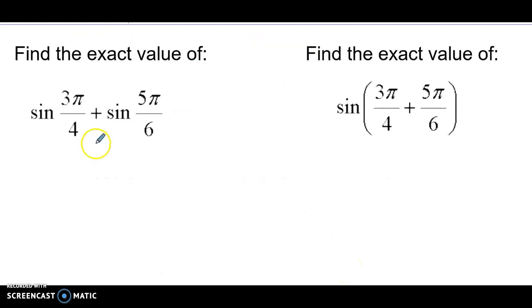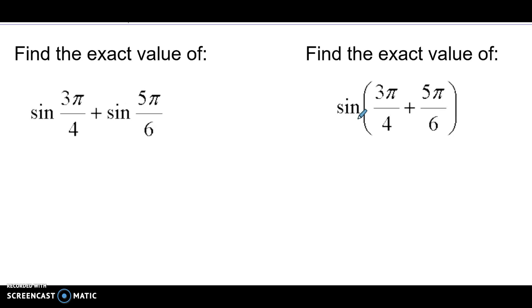Now, let's look at these two problems. It says find the exact value of each of these. We have sine of 3 pi over 4 plus sine of 5 pi over 6. And then we have sine of 3 pi over 4 plus 5 pi over 6. Notice that these are two different expressions here. They are not asking for the same thing. You won't get the same thing, in fact.